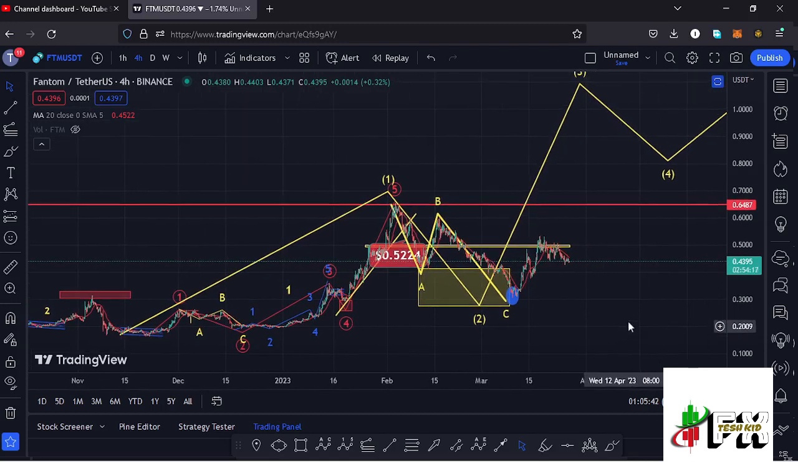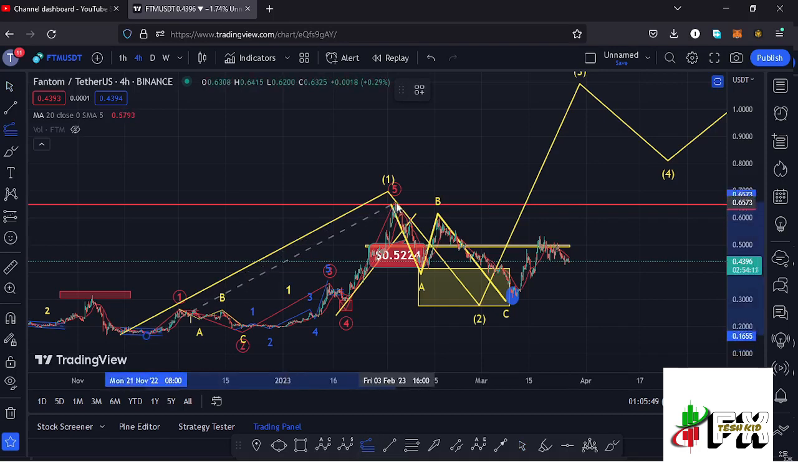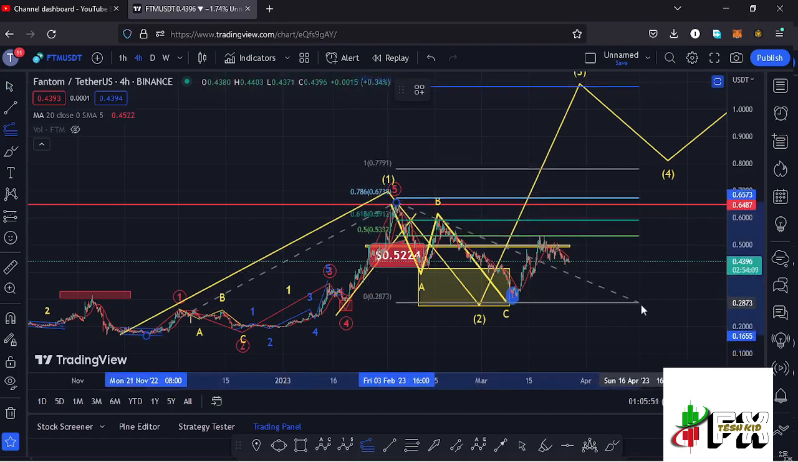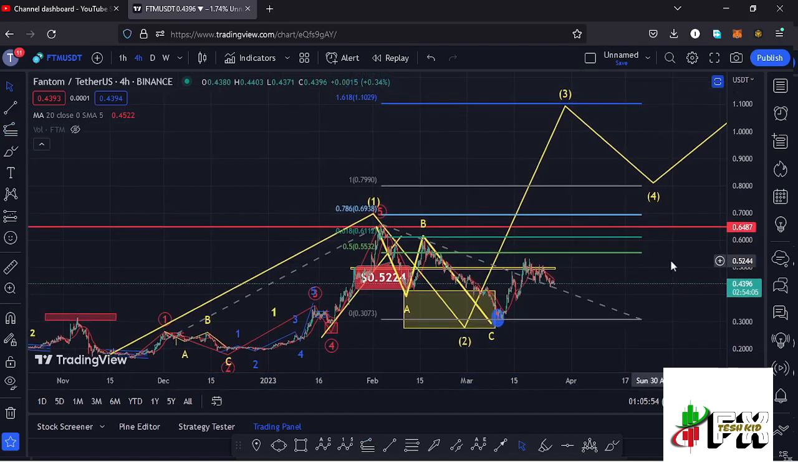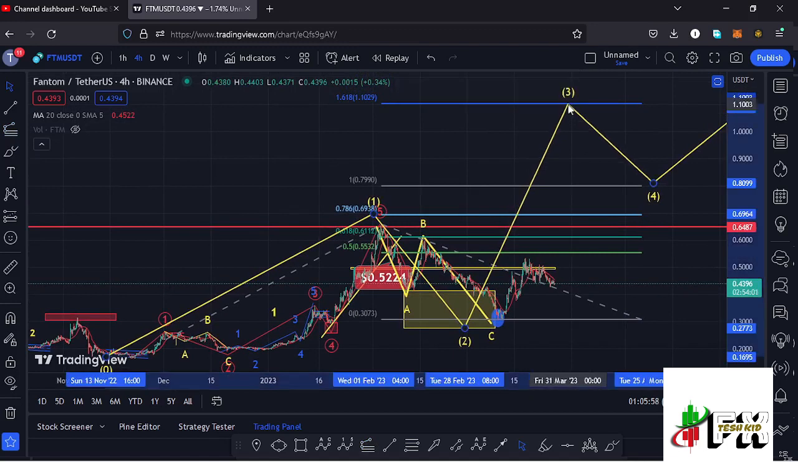Allow me to first sketch out a target area to the upper side in the formation of that wave 3 by connecting the trend-based Fibonacci from the low of the first wave to the high of that wave 1, then dragging the fibs to the low of the second wave, and that now gives me a minimum target area in the formation of that wave 3 at the fib level 1.618, and that is at around the $1.1029 mark, and that is the minimum that I'm expecting that wave 3 to the upper side to do.